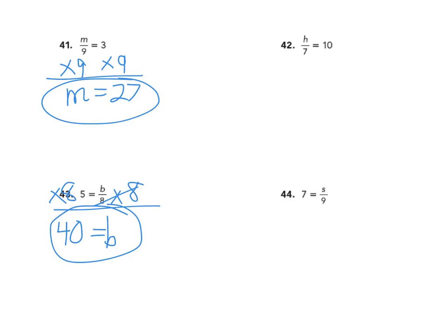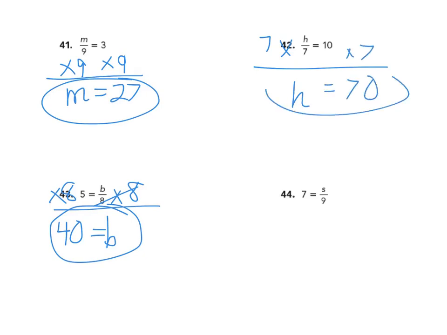You see that H divided by 7 equals 10. If I multiply this side by 7, I'll get H all by itself, and I multiply this side by 7, I'll get 70. I know that 70 divided by 7 is 10, so this works.